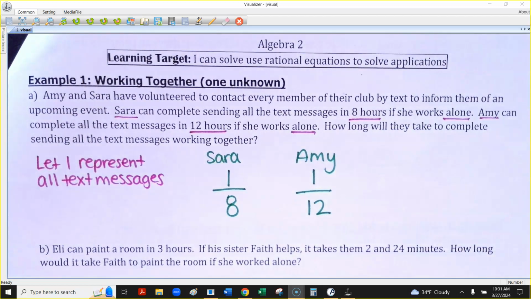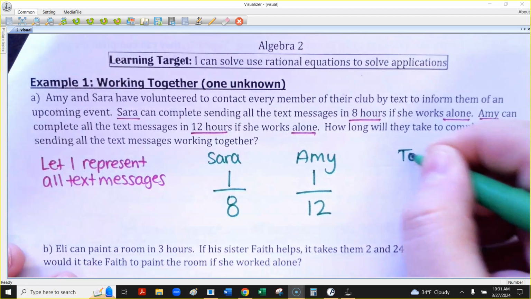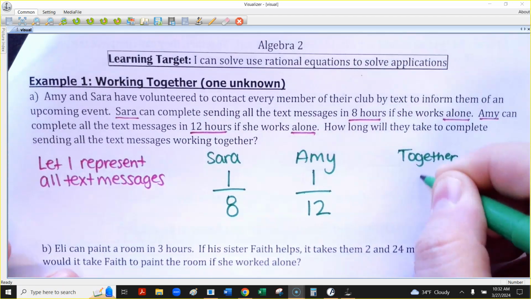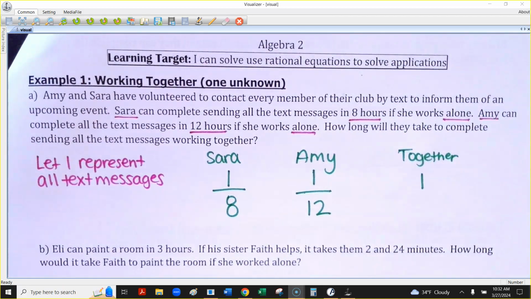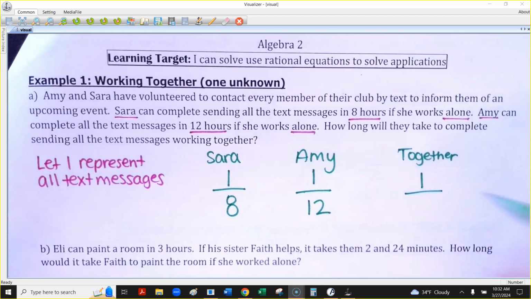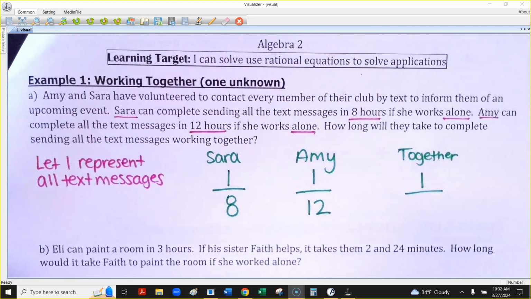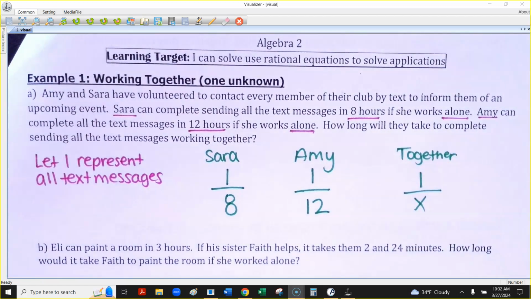Now, if they work together, again, they're going to do the same amount of text messages, but they're going to work together. How long is it going to take them? In that case, working together, I don't know their time. If they're working together, what would you do with the rates? If they're helping each other, would I multiply, divide, add, subtract? You're going to add.